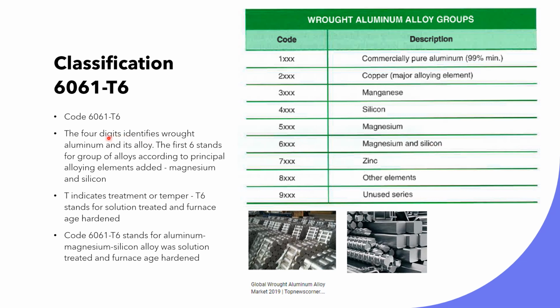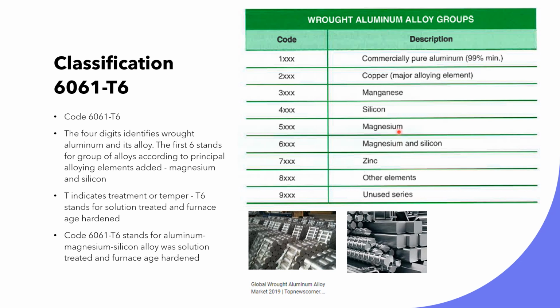So the 4 digits are going to tell you the raw aluminum and then its alloy. The first digit, 6, stands for the group, according to the principal alloying elements added. So that's what it's saying here. All you do is take the 6, go to the chart, take a look at it, and you're going to know the alloying elements that are added to our main metal, aluminum.